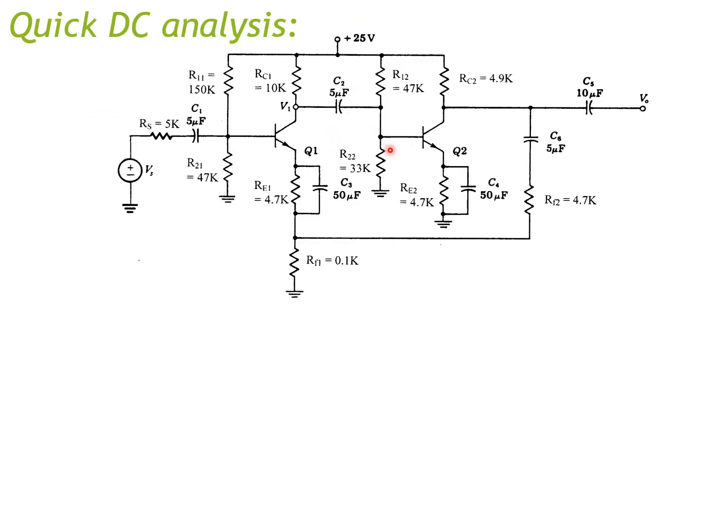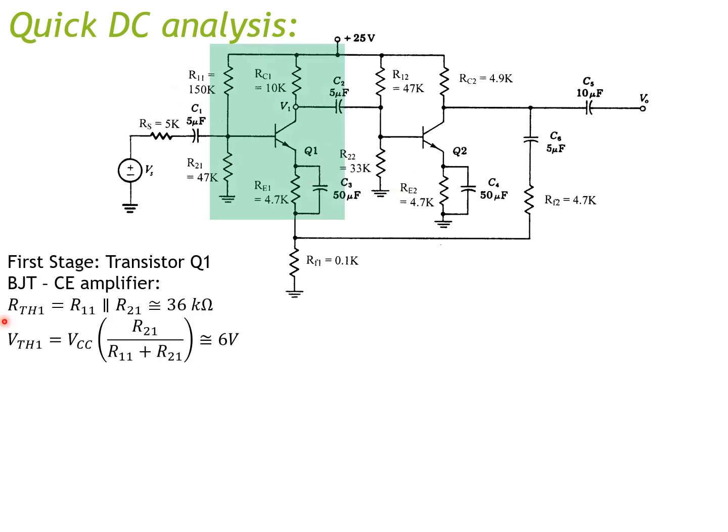So let's do some quick DC analysis to figure out the hybrid pi equivalent parameters for the two amplifier stages that we have, the first stage and the second stage. For the first stage, in this green region here, we have the transistor Q1, and this is a common emitter amplifier.